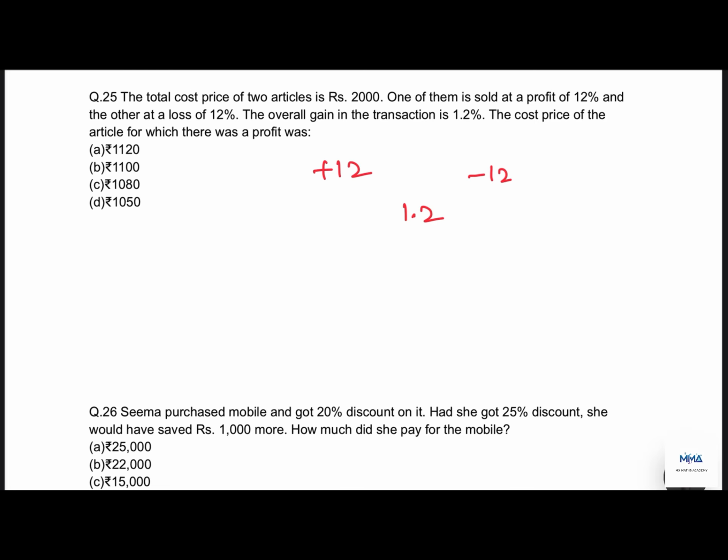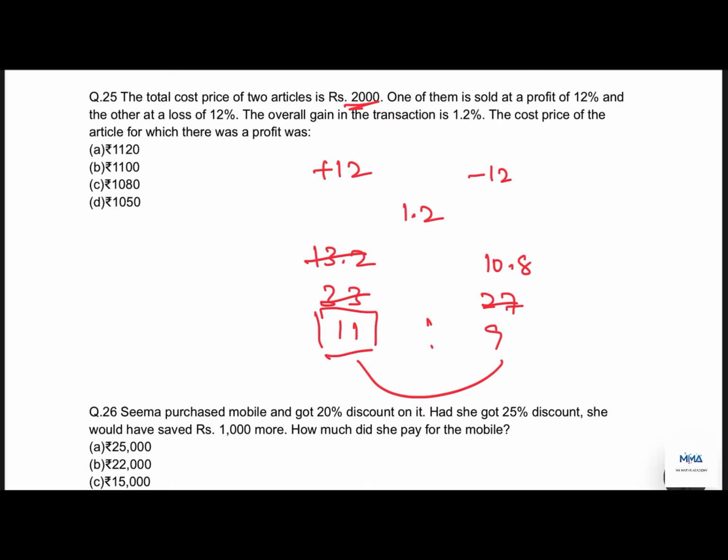12 minus 1.2 is basically 10.8, and this is 13.2. Right? Great. So you have to find the ratio of the CPs, 33 and 27, which is 11 and 9. If 20 corresponds to 2000, the cost price of the article on which there is a profit, which is this, is going to be 1100.